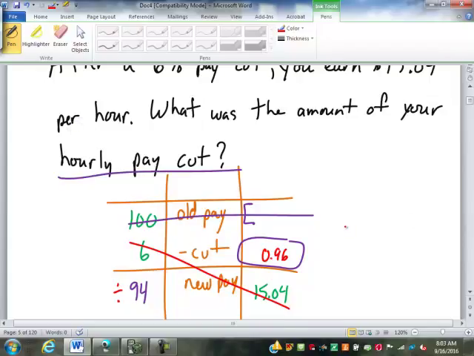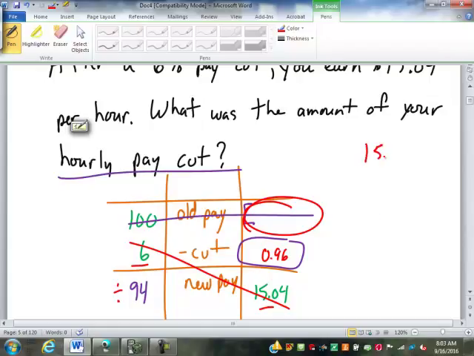How have you got 96 cents as your pay cut? You found 6% of 15.04. Can't do that. Nope, because the 6% isn't based off the 15.04. It's based off of whatever the old price was, and you don't know the old price. These are tricky.